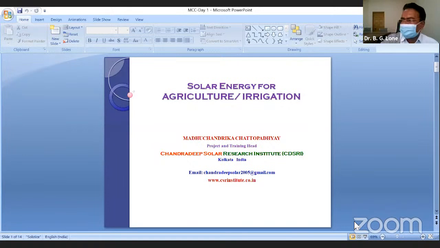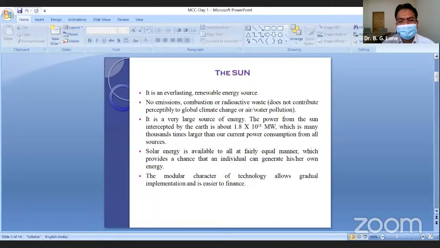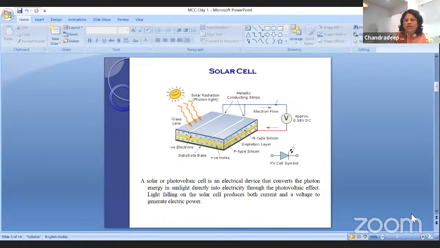Ma'am, as a physics student, I have a simple question. How can photon energy be converted into electrical form? How does that phenomenon work, and which type of material are you using for manufacturing these panels? First question is how it generates the electron, and what is the role of the photon? As a physicist, I know the photon, but at which rate does it accelerate on that particular surface?